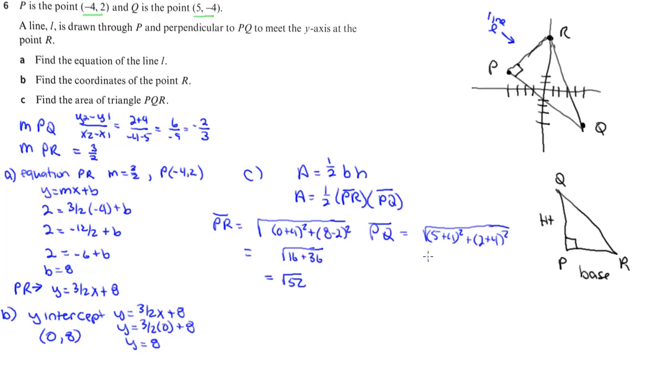So right now I've got PR is equal to the square root of 52, and PQ is going to equal the square root of 117, and then when I fill in my formula, it's going to be 1/2 times the square root of 52 times the square root of 117, and when you do all that, you're going to find out that the area of that triangle is 39 units squared.